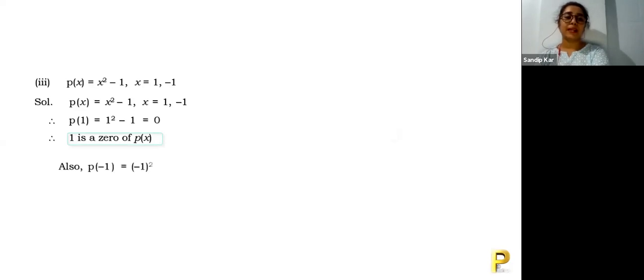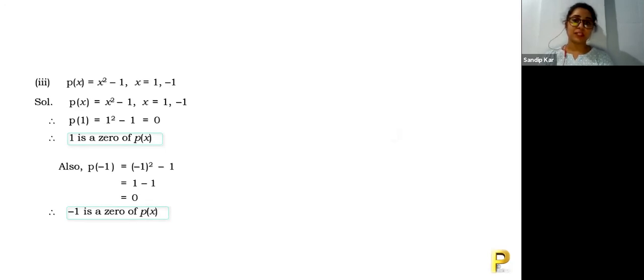So what will be minus 1 square minus 1? So 1 minus 1 will be equal to 0. Again, 1 and minus 1, both of these are the 0 of the given polynomial. Okay, so 1 is a 0 of p of x, and minus 1 is also the 0 of p of x.